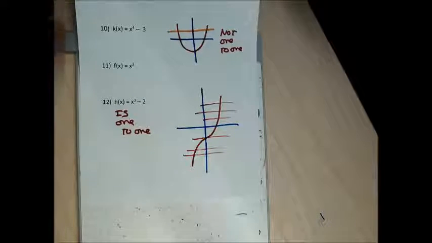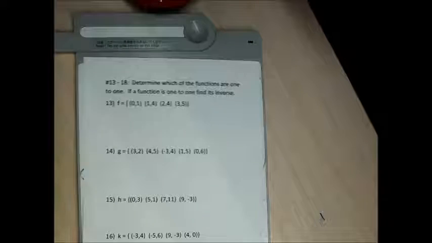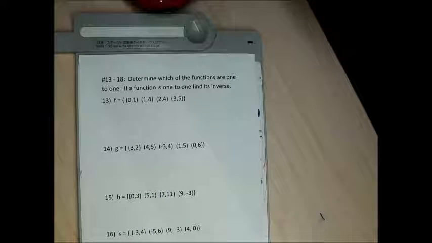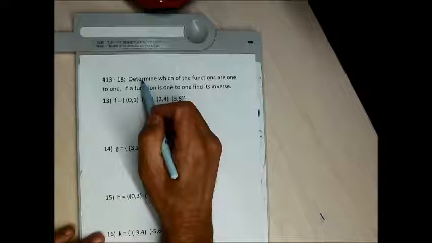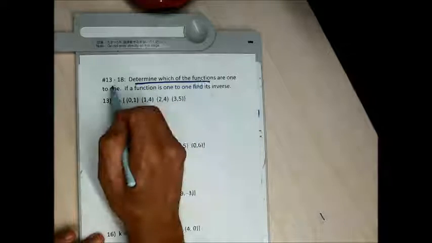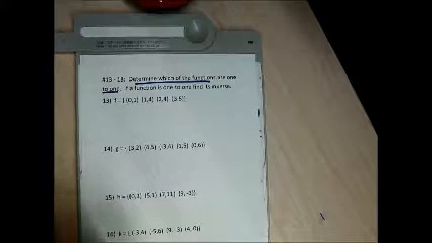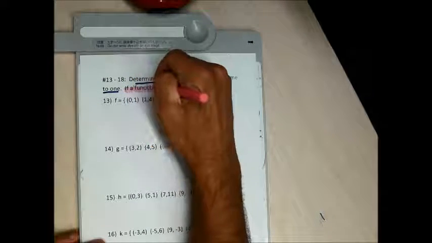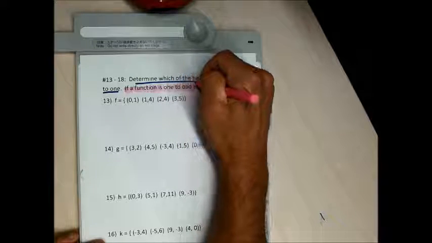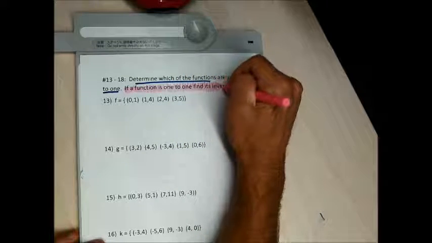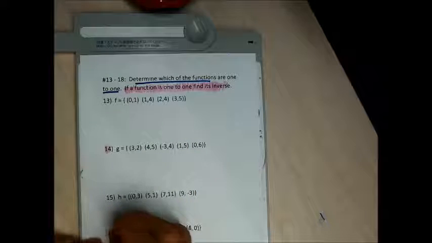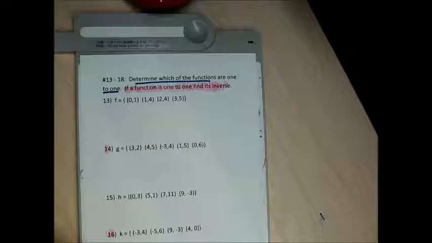The next few problems, 13 through 18, give me functions that are defined as a set of points, and it asks me two things. The first part says, determine if a function is 1-to-1 or not. We should know how to do that. And then it introduces a new concept. It says, if a function is 1-to-1, find its inverse. So real quickly, for my problem 14 and my problem 16, I'm going to figure out if the functions are 1-to-1 or not, and then I'll talk about the inverse after I've got that part done.